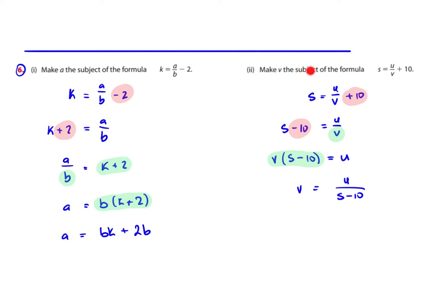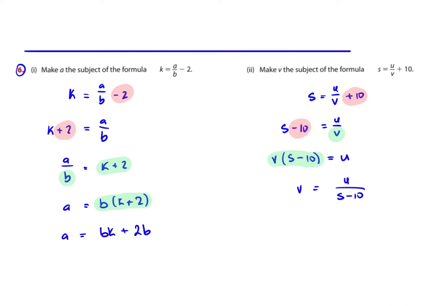For part 2, to make v the subject, we have s is equal to u over v plus 10. So again, we start off, we look at what we need to make the subject, which is v in this case. So we need to look at these terms here. We need to get rid of anything that's attached to that. We can see here this plus 10 is attached to it, so we need to get rid of it. So we bring it to the other side and it becomes a negative.